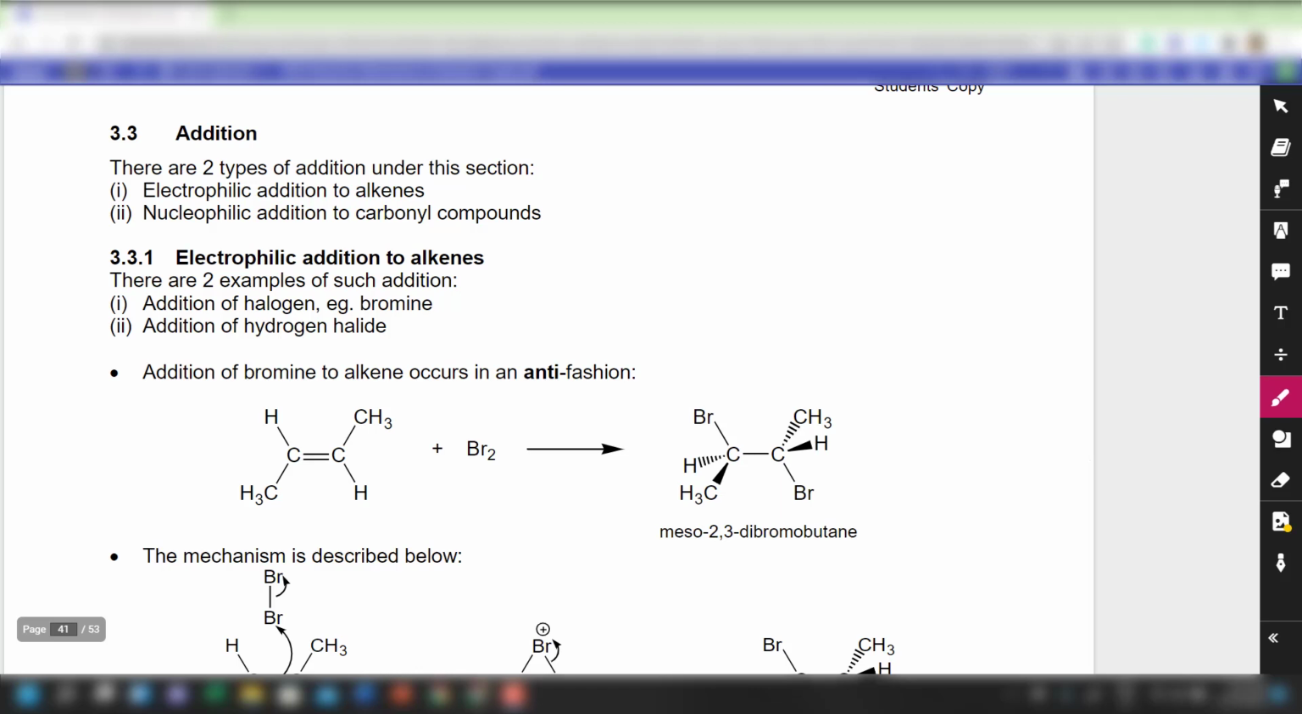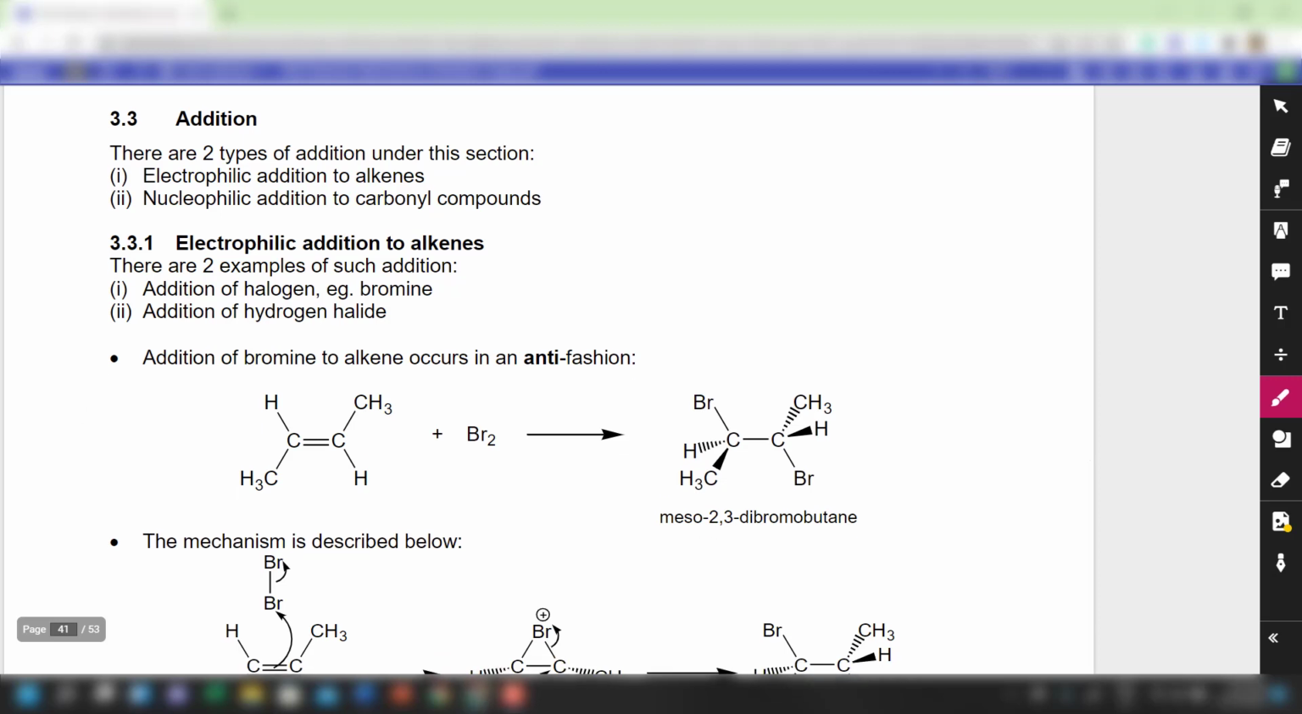Hello students, I'm going to review the last section of the reaction mechanism notes. Okay, so it's on addition. There are two types of addition which you need to know for the H3 curriculum, as well as H2 of course: electrophilic addition and nucleophilic addition.